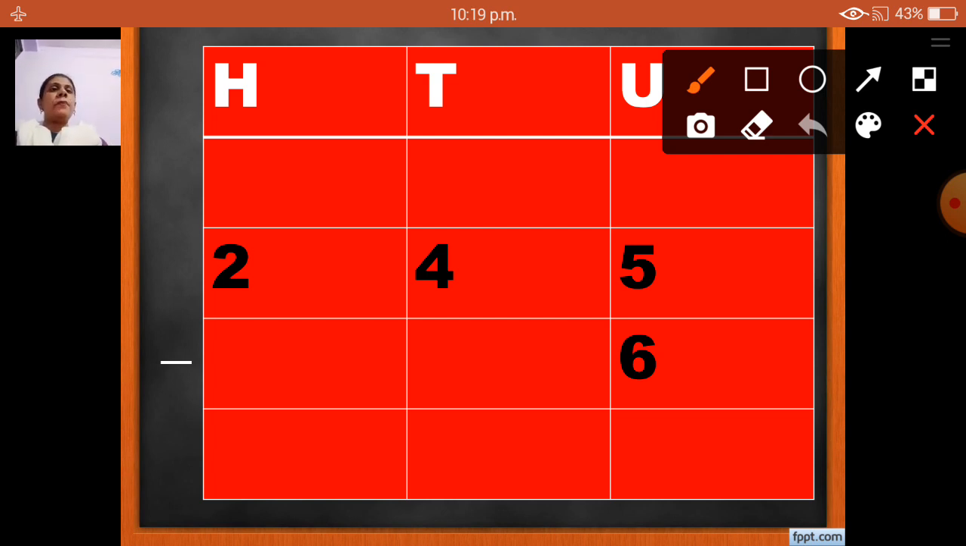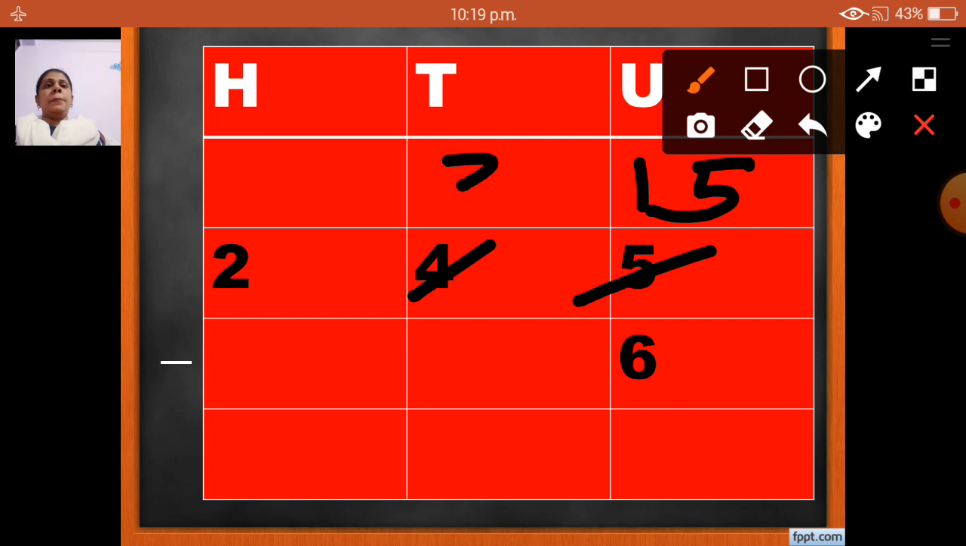So what we will do is we will cut this 5 and make it as 15. And from where we got this 1? We got it from this 4. So this 4 will become 3. We borrowed 1 from 4, so it will become 3.